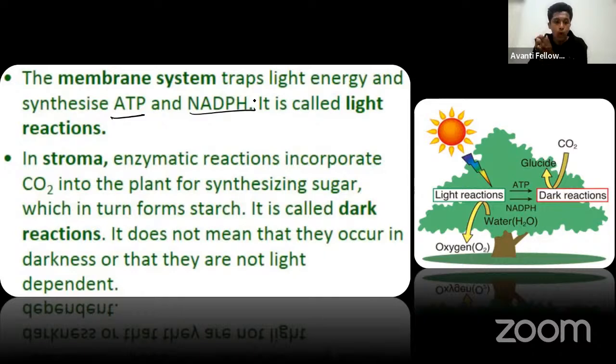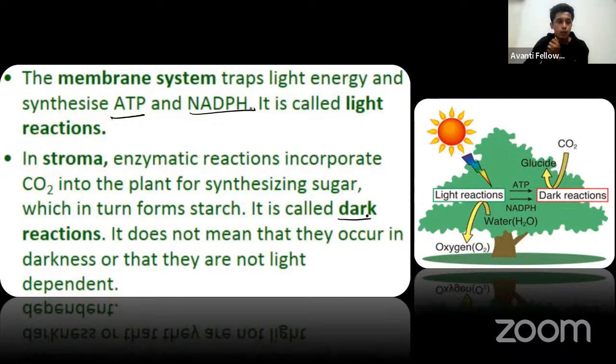When it comes to stroma, the matrix of the stroma is where all the enzymatic reactions happen without the dependency of light. There is no light requirement here, and it happens strictly because of enzymes, which are highly involved in this process. By the end of this reaction, it results in the formation of starch, an energy product, or carbohydrates. Since it happens without the dependency of light, we call it the dark reactions.